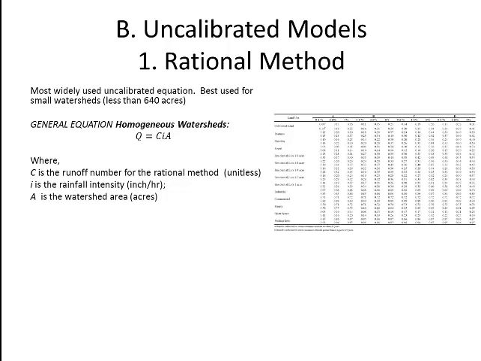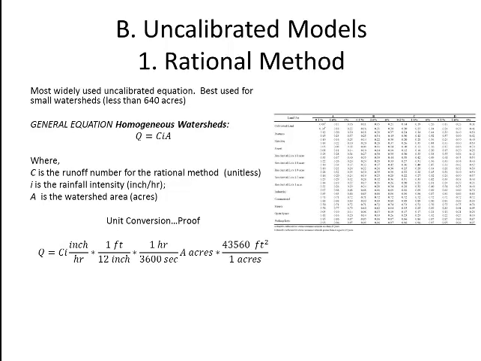I, the rainfall intensity, is determined based on the travel time, and you use an IDF curve to determine the intensity, and the watershed area is measured using AutoCAD or another similar tool. The wonderful part about this equation is that there is no need for any unit conversion. By simply using this formula, your final answer will be given to you in cubic feet per second.